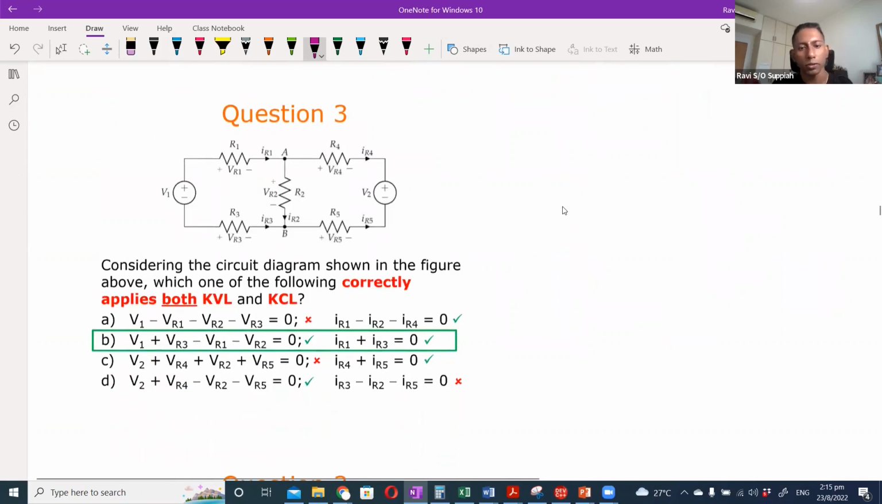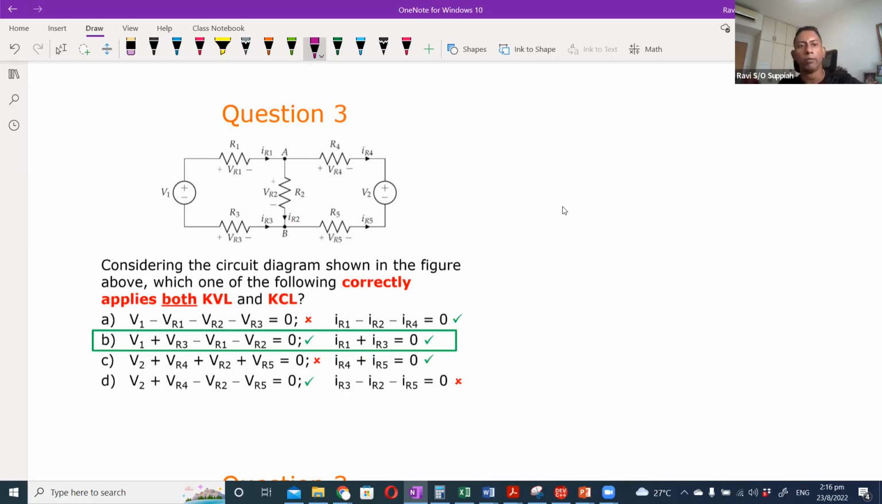Okay, question 3. Question 3 is again revising our KVL and KCL concepts. Basically, we can write out some expressions based on the polarity already given to us. In our case, we have a circuit where the directions of the currents are already given and the direction of the voltage drop across the components is also given. So we follow that when we come up with the expressions.